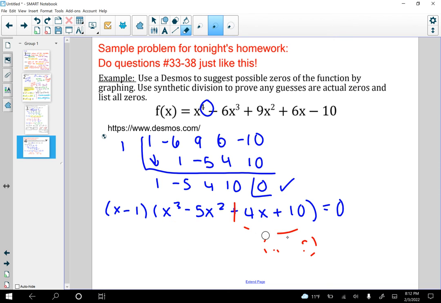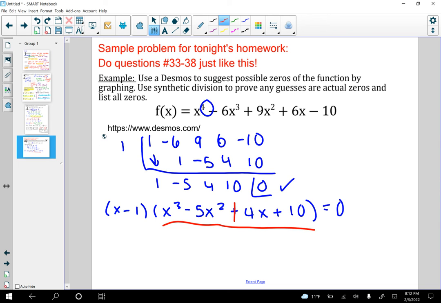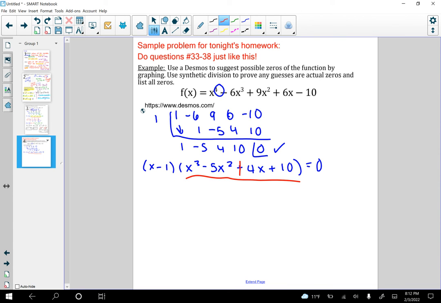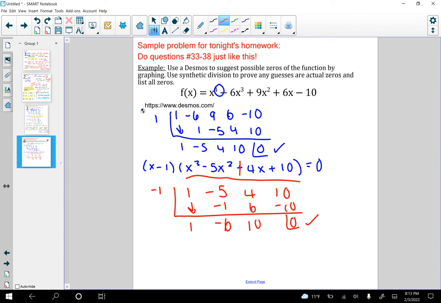And now I'm basically trying to break down this degree 3 polynomial function. And luckily, we saw on Desmos that there was another 0 at -1. So using the coefficients from the degree 3, let's finish this up here. Synthetic. And again, the synthetic division checks out.